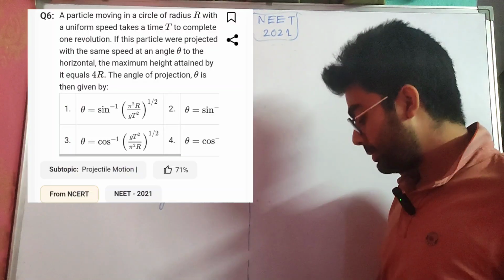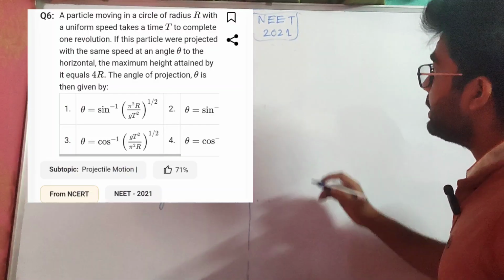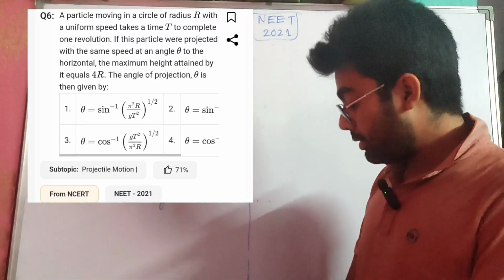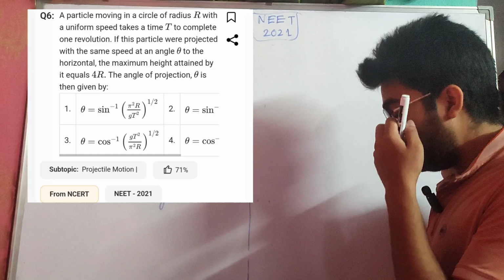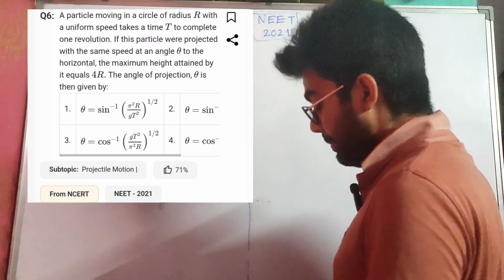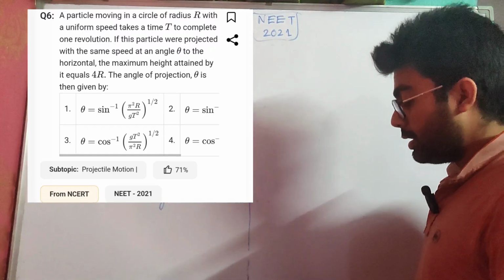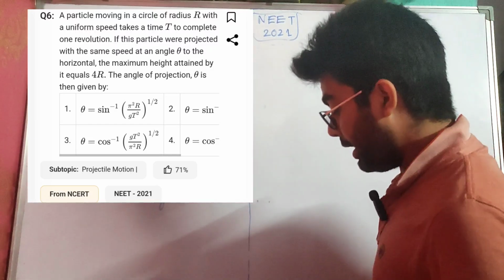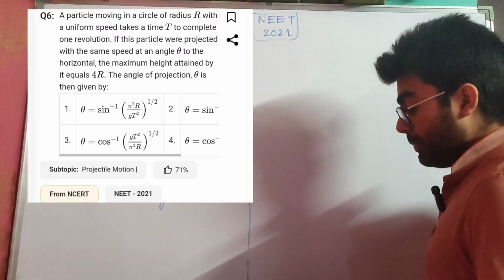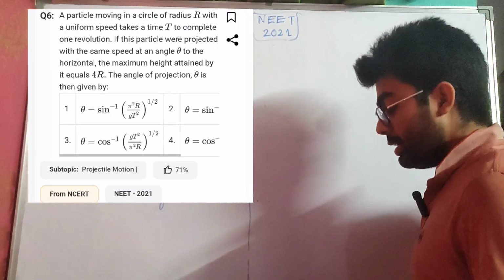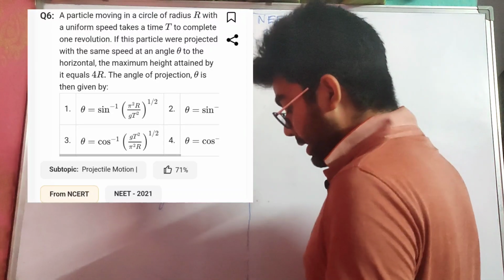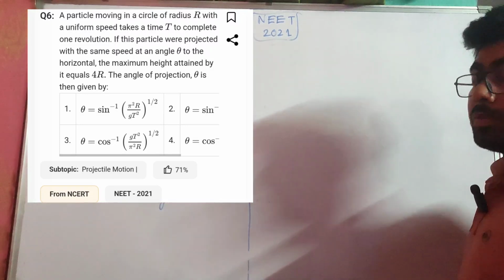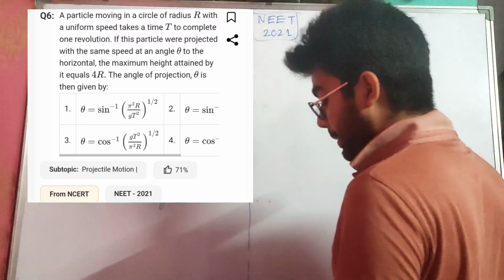Next problem from NEET 2021. This is very important. A particle moving in a circle of radius r with a uniform speed takes a time T to complete one revolution. If the particle were projected with the same speed at an angle theta to the horizontal and the maximum height attained by it equals 4r, the angle of projection theta is equal to what? We calculate the value of theta.